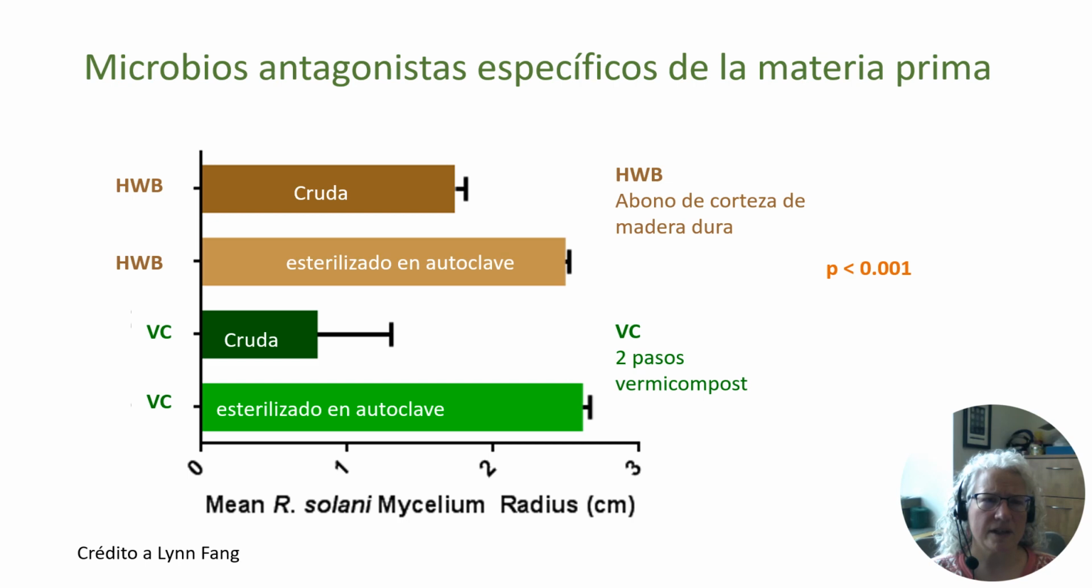Here is evidence of the application of the plate competition tool. The term raw refers to living microbes. The term autoclave refers to the dead microbes or sterile conditions. Here's clear evidence that the pathogen suppression is based on living microbes. We can see also that the suppression is greater in the vermicompost than that with hardwood bark.